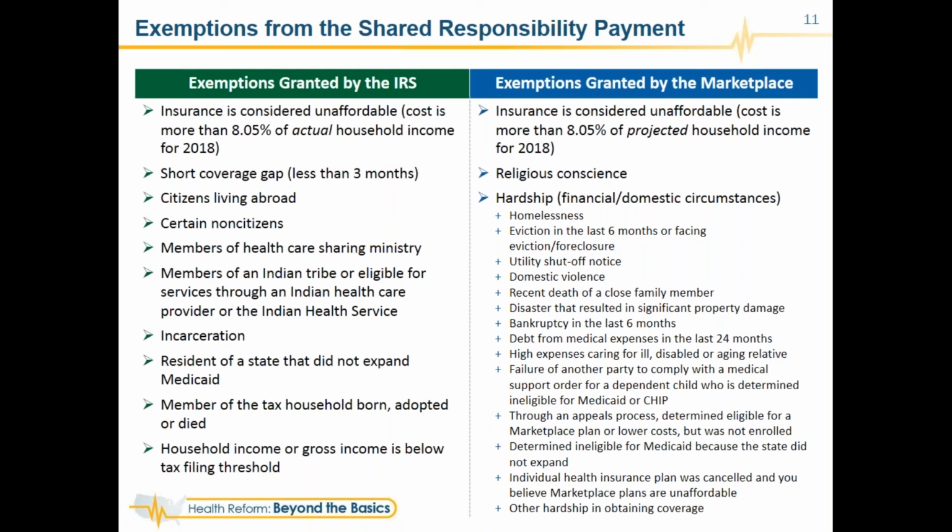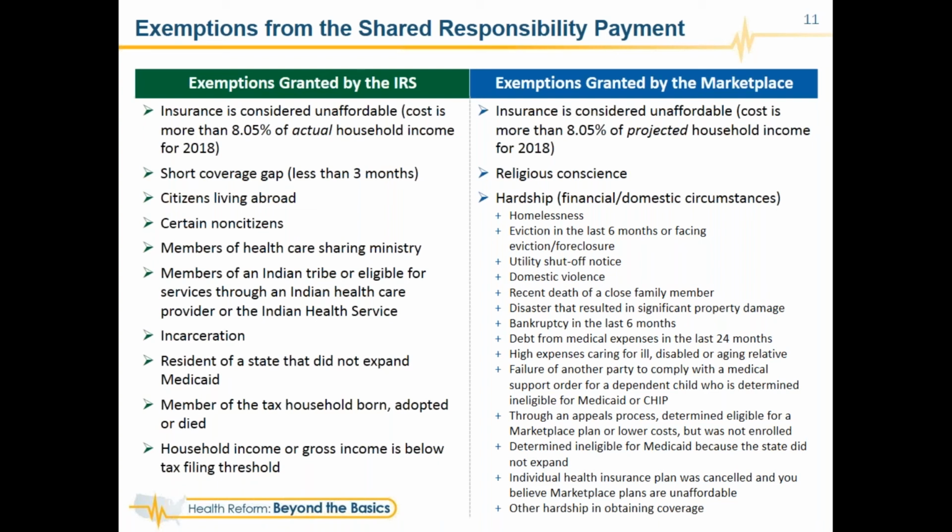Moving on to exemptions granted by the marketplace, there's another kind of exemption that you can get from the marketplace for coverage that is unaffordable, and we're going to talk in more detail about that because I think it's a really good option for some people that you may encounter. There's also an exemption for people who have a conscientious objection, a religious objection to getting health insurance, and then there's a whole list of hardship exemptions.